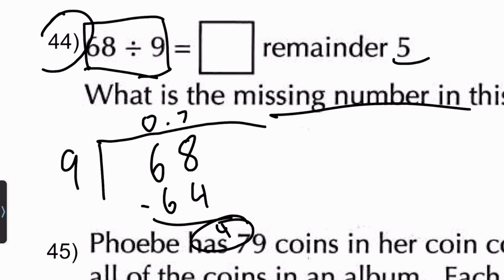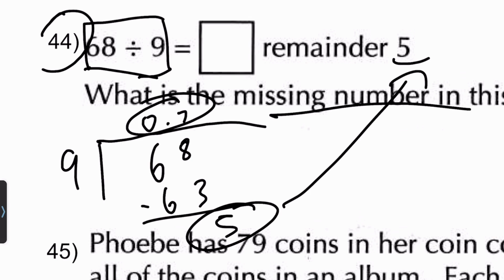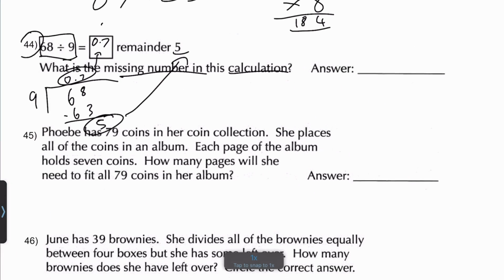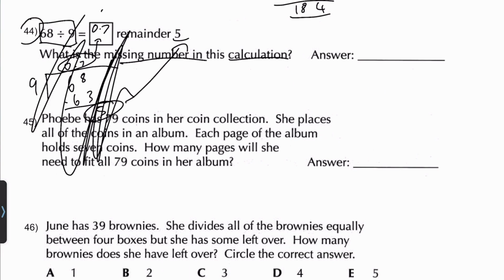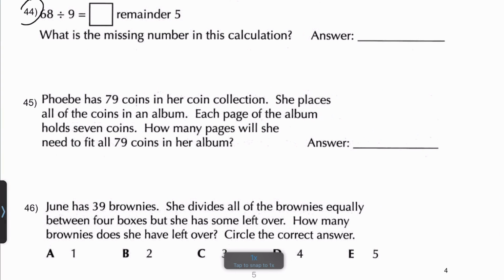Sorry, 9 times 7 is 63. Wait, what? There you go. 63. That means 5 is the remainder. And that's going to be your answer. That's going to be the remainder. 5 is the remainder. The answer is 0.7. Good job. Sorry, let me rub this out. Okay.